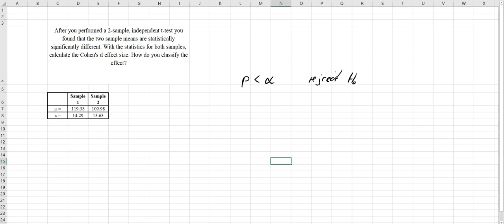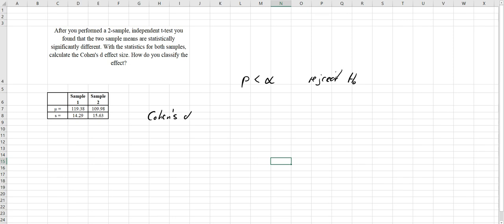but we want to know whether the effect that we see is actually of any significance in practice. And here we have a two-sample independent t-test. We found that the two-sample means are statistically significant, and we get basically these data here in this table. And we want to know what is Cohen's d for that.